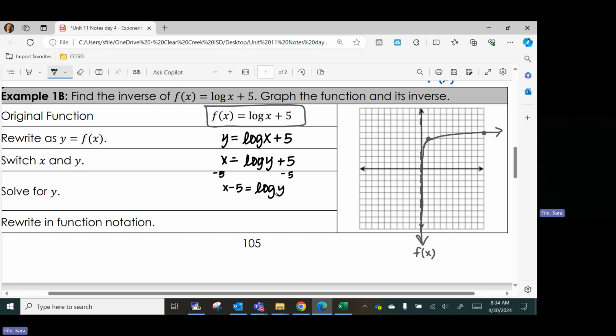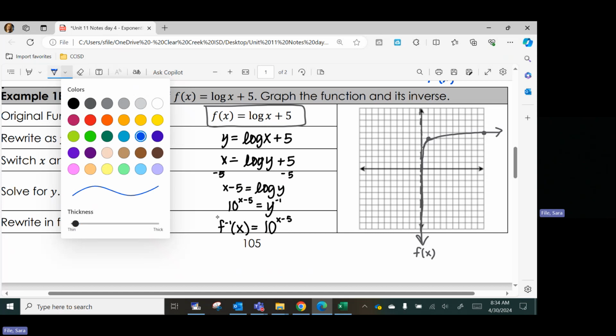The base is an understood 10. So this is 10. And then the exponent is what the log was set equal to. So that's x minus 5. And then the argument of the log is what the exponential equals. So now I've solved for y by rewriting it in exponential form. Now I'm going to indicate that's the inverse. And then I'm going to rewrite it in function notation. That just means with f of x instead of y. And then I'm going to graph this one in blue again.